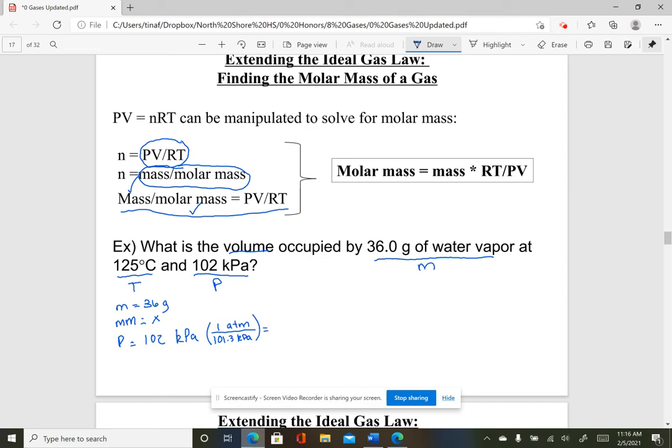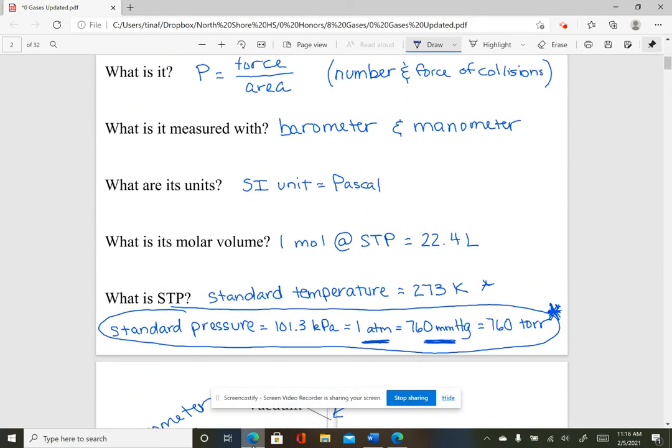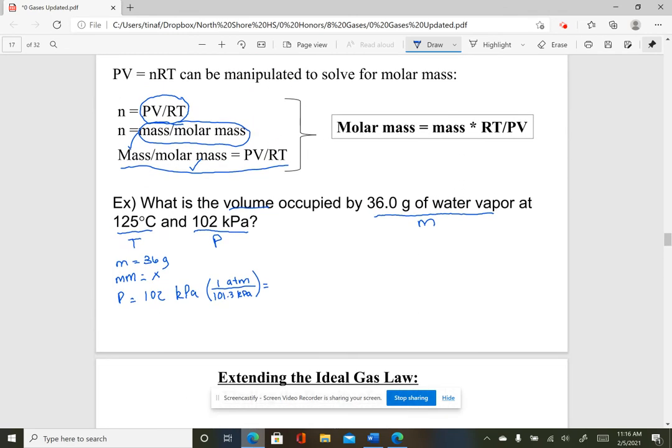So guys, this is going back to that second page of our note packet, where you're using these pressure units as conversion factors. Here I needed to go from kilopascals to ATMs. And I know 101.3 kilopascals is equal to 1 ATM. So I'm just using that to convert. All right, so let's do that in our calculators. 102 divided by 101.3. And I get 1.006, so I'm just going to round that to 1 ATM. It's close enough.